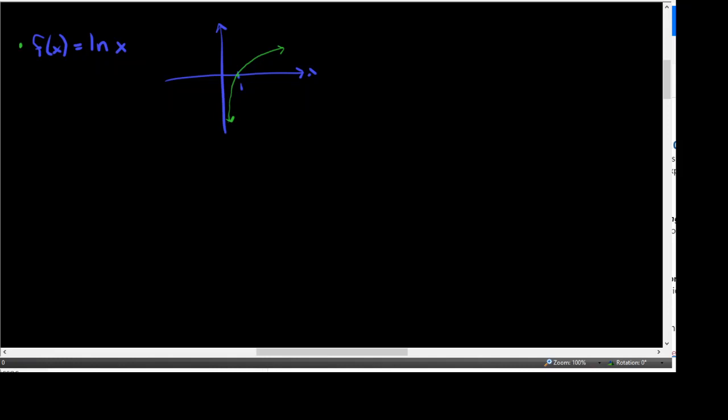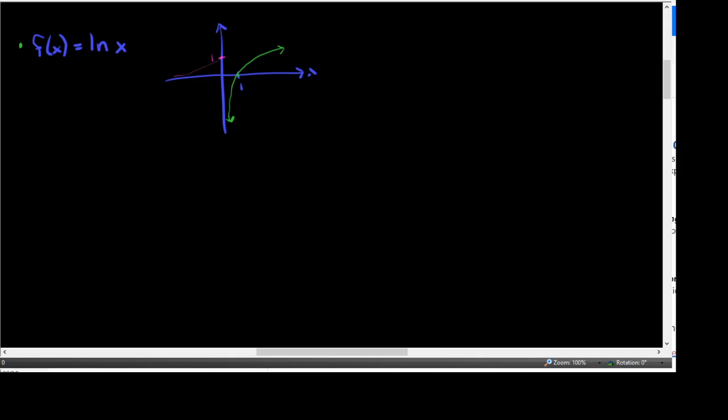Since it's monotonic and it's 1-to-1, because it passes both the vertical line test and the horizontal line test, then it has an inverse. And what we know about the inverse is that it will be a reflection of this graph over the line y equals x. And so the point 1, 0 will become 0, 1. And whereas the function is asymptotic to the negative y-axis, its inverse will be asymptotic to the negative x-axis.